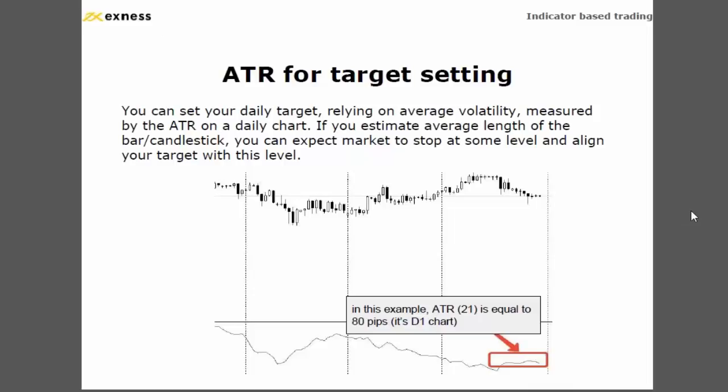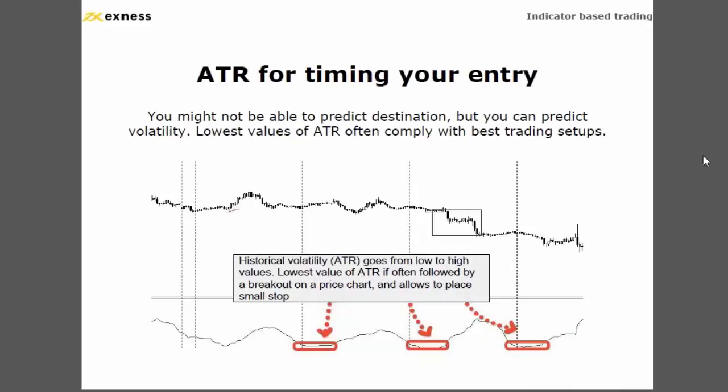The third application of the ATR is when you don't know the destination of the market, you can use volatility, because ATR is moving from high to low values, and from low to high values. Volatility switches from low to high. And when you don't know where the market is going to go, you might capture the lowest values of the ATR for a period of 3 to 4 days. It's a pretty good setup to trade.